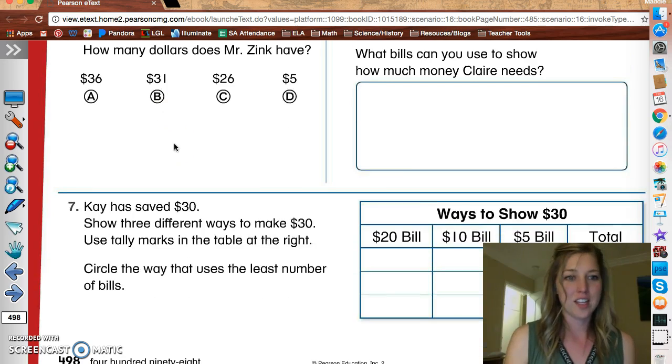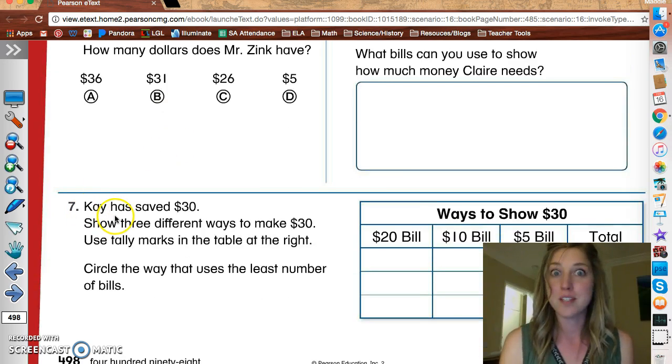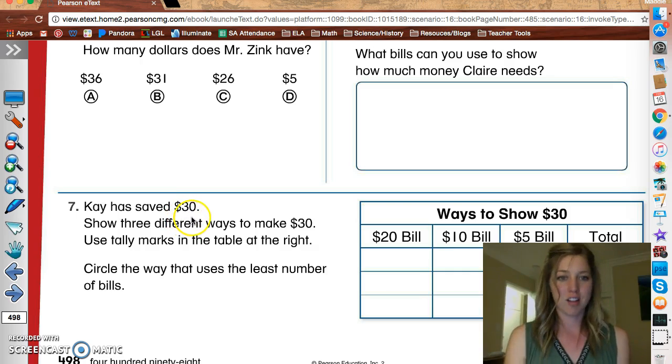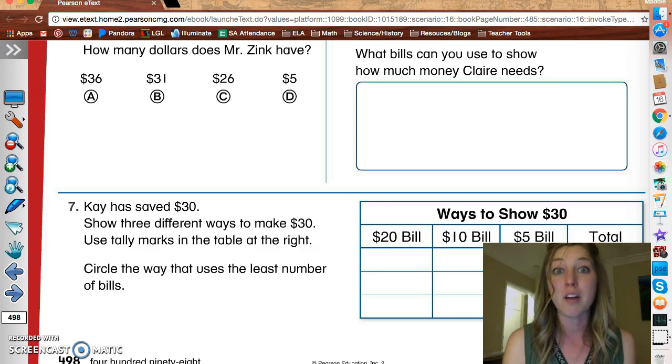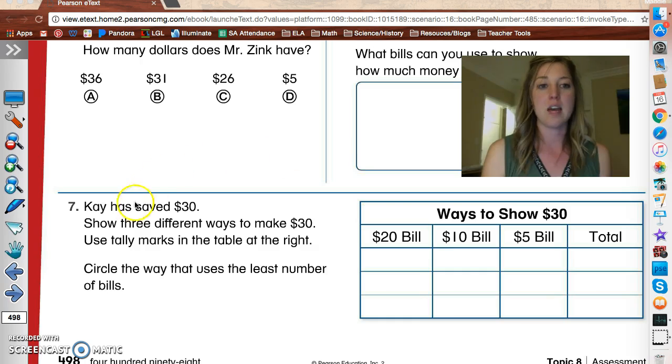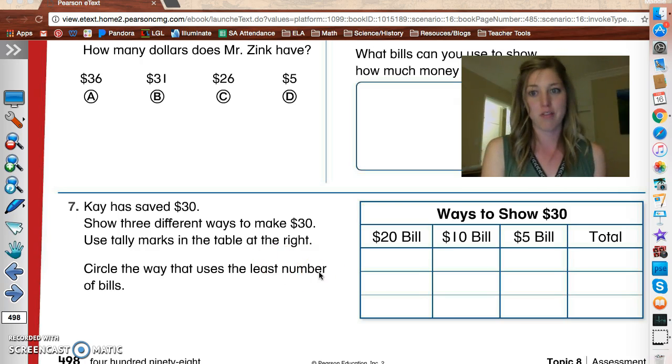Number 7, Kay, oh maybe it's Miss Kay, has saved $30. Show 3 different ways to make $30. Use tally marks in the table at the right. Circle the way that uses the least number of bills. So this is very similar to question 4 that you worked on. But now Kay has saved $30. Show 3 different ways that you can make $30 using these bills. And then the second part, circle the way that uses the least number of bills. So you can pause and work on that one.